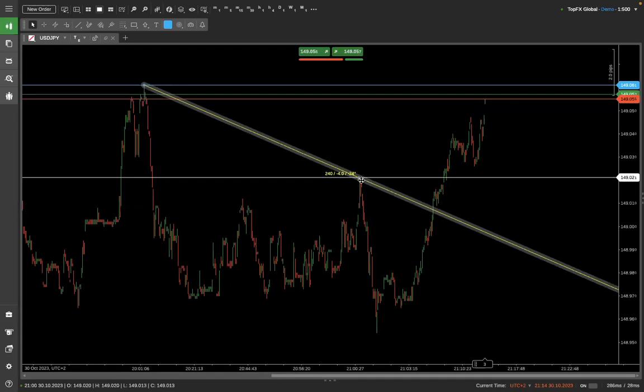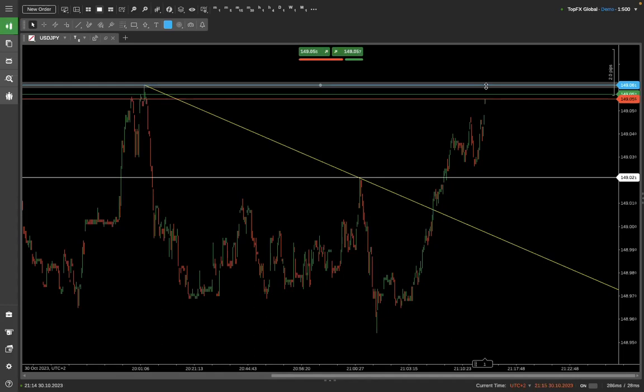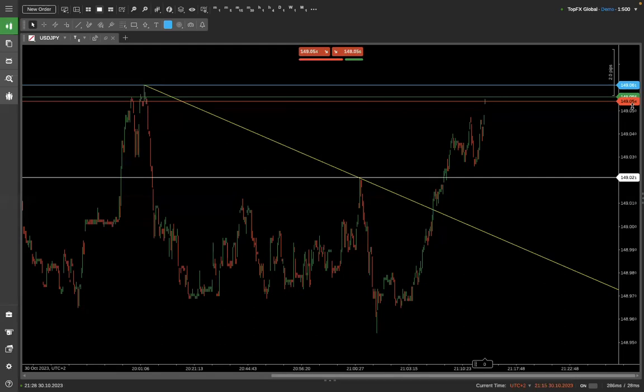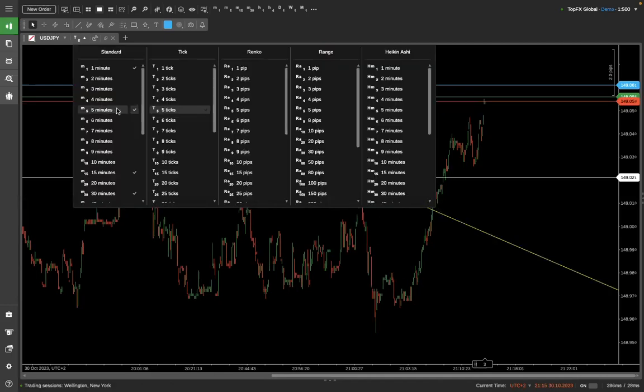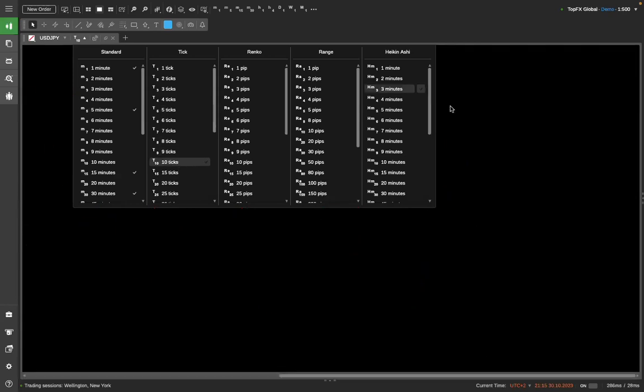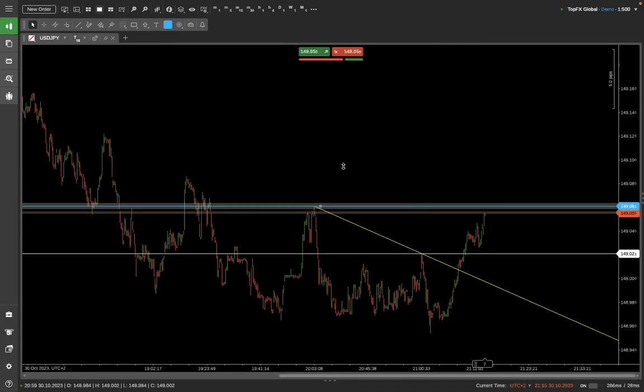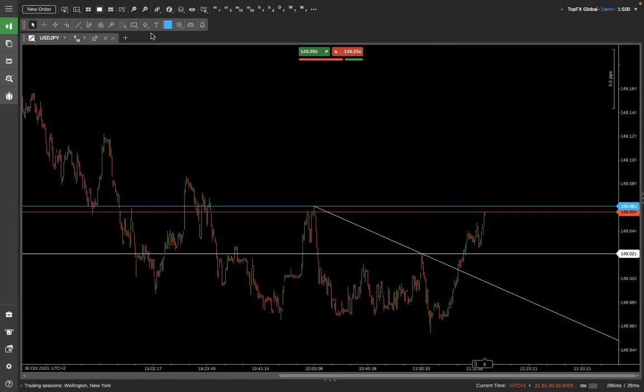Yeah, we got 149.02. So we broke above it, and as you can see, we never returned to it, and now we are going even higher and higher, and soon we will hit this level. We are only 1 pip away from this level here. We are 1 pip away because it's a five pip chart. Let me switch back to the 10 ticks. Okay, levels will still stay the same.